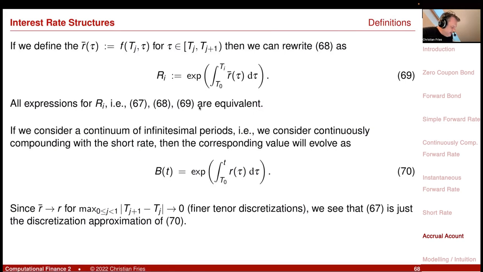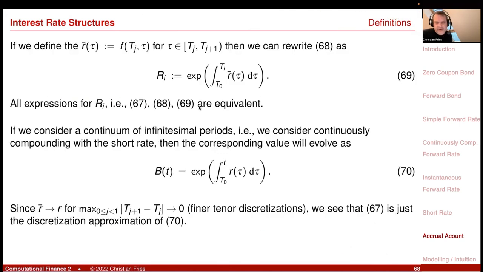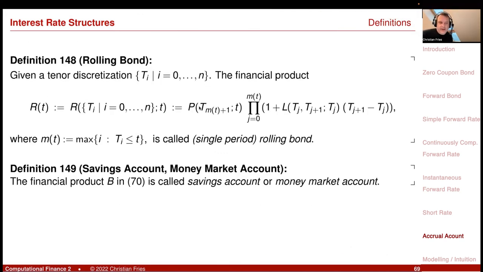Before I make this, this is just a summary, yeah, that this guy is the discrete analog of this guy, which you know, the continuously compounded bank account from the Black-Scholes model. So this is just what I have written here in the corner, that you have this on the script. And now I define the rolling bond. So I have the investment strategy. I always invest in the zero coupon bond that matures at the end of the period.